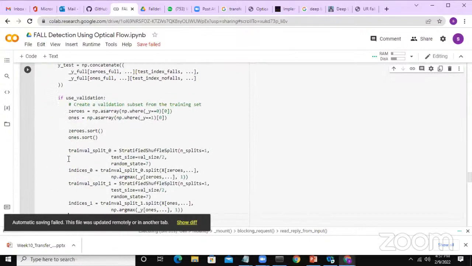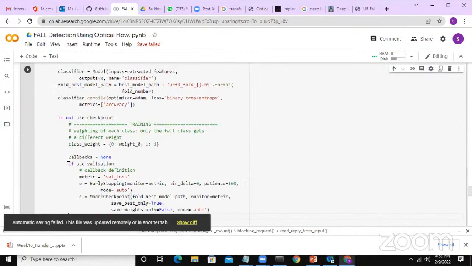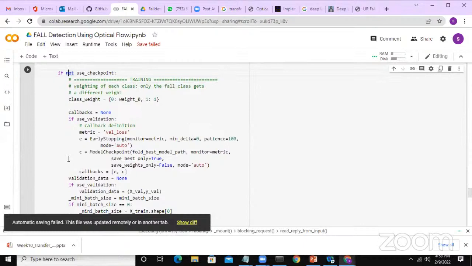This is what we should actually understand from the code perspective, right? And we have said they have handled model checkpoints. So this is the code for model checkpoints. Okay.